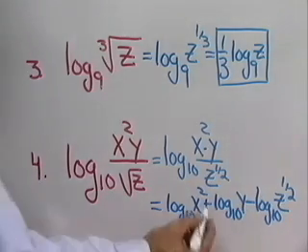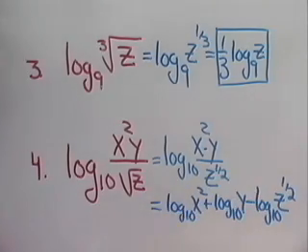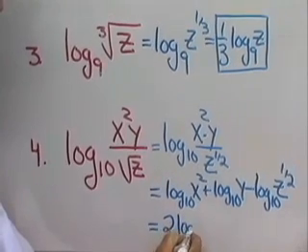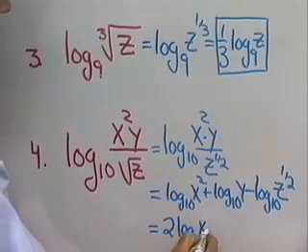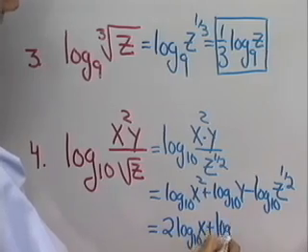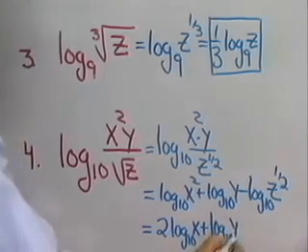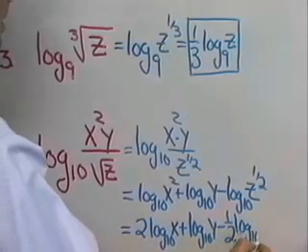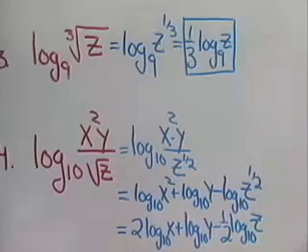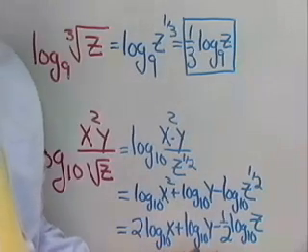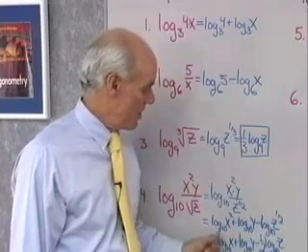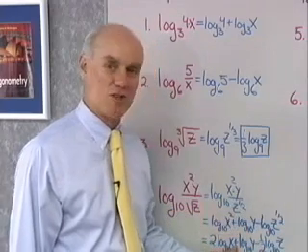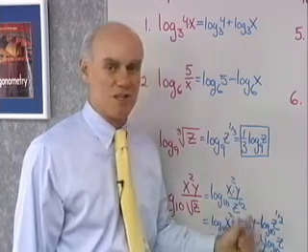The only thing I have left to do is to take these exponents and write them out in front. I'll do that and end up with 2 log base 10 of x plus log base 10 of y minus 1/2 log base 10 of z. So there I've expanded this expression as much as possible using my properties of logarithms. You see each of my exponents becomes a coefficient. Where I had multiplication, it turns into addition, and where I had a quotient, it turns into subtraction.